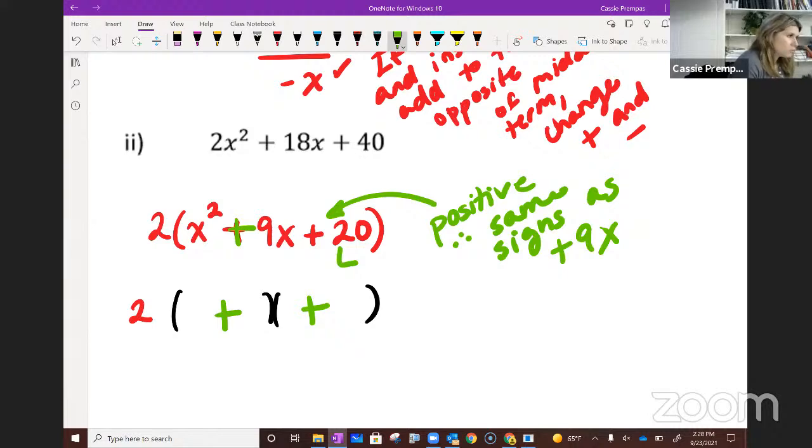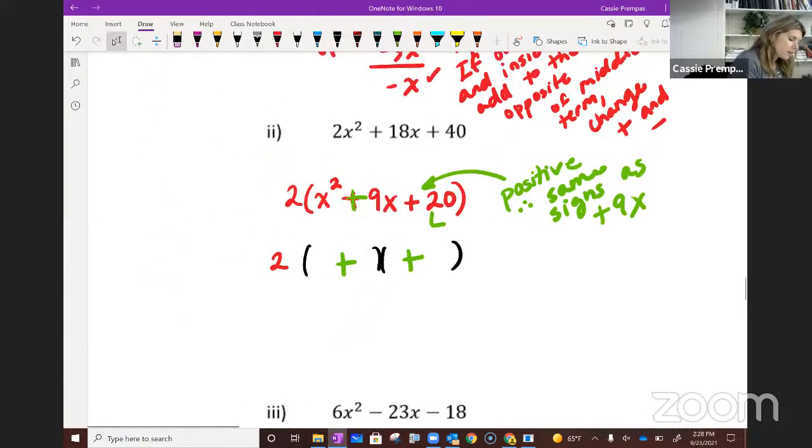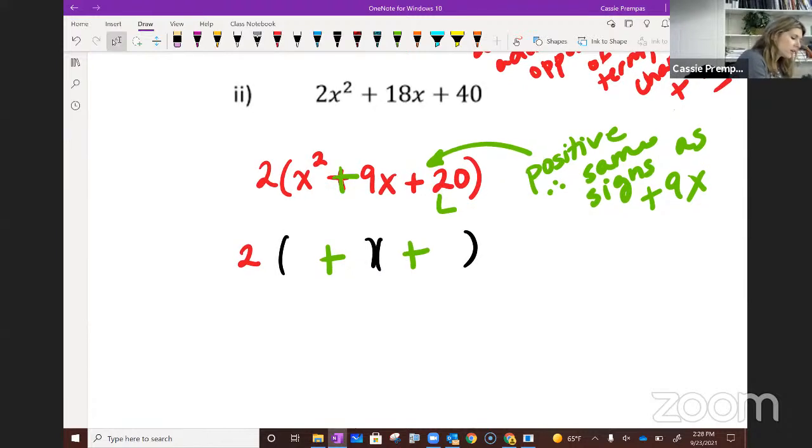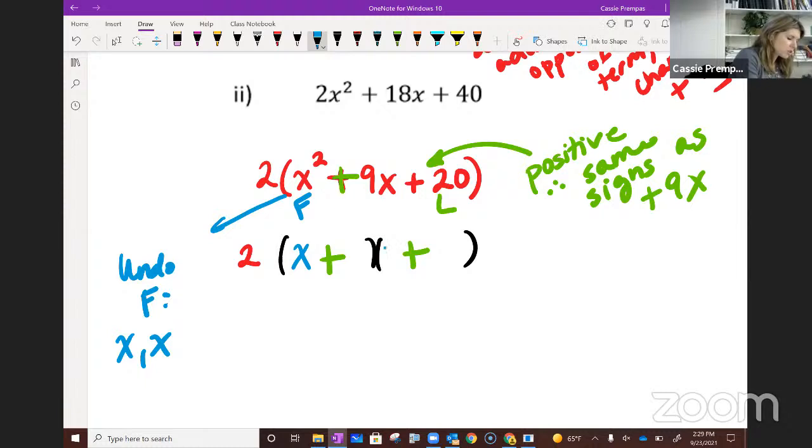Step number 2, undo the F in FOIL. So if I look at where the F came from, that was the result of x squared. So I'm going to go here and say, how do I undo the F? What times what gave me x squared? Good, x times x. So we'll put that here in the first position and here in the first position.